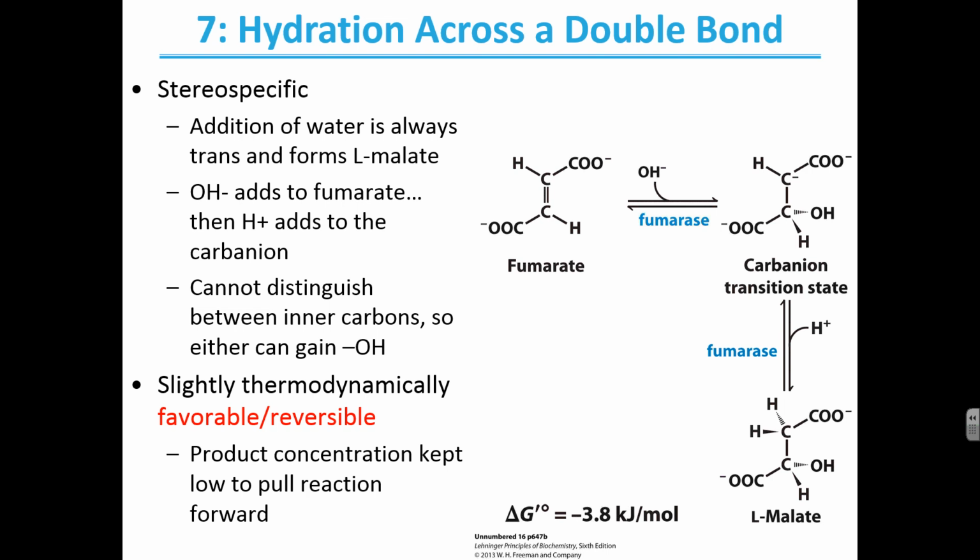From the fumarate, we will then use fumarase to produce malate. This is going to be a reaction that's a hydration reaction. We'll take our double bond, hydrate, so that we add an alcohol group on one side. Again, this is just a rearrangement step.